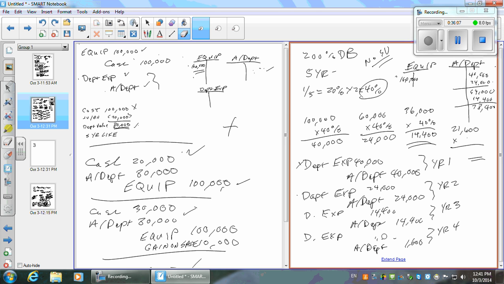How much would my depreciation be in year 4, gang? 21.6 times what? 40%. 8,640. Thank you. Okay? Debit depreciation expense, 8,640. Credit accumulated depreciation, 8,640. Now I add another 8,640 in here, and what do I have in accumulated depreciation at that point? 87? 87,040. All right, guys. 87,040.